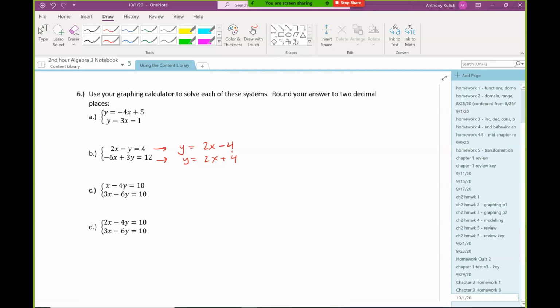So far, so good, Bianca? Hallie? We haven't done it yet. Okay. So this is something I could now type into my calculator, but I don't need to. I can look at this and tell what's going to happen. What can we tell by looking at this? I notice that the slopes are the same, but the y-intercepts are different. So there's no solution here.